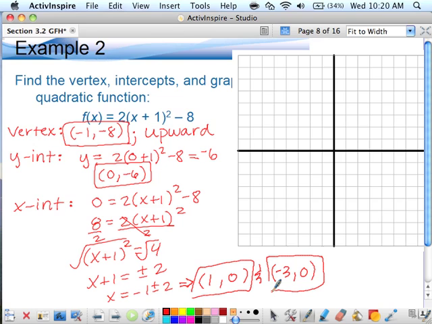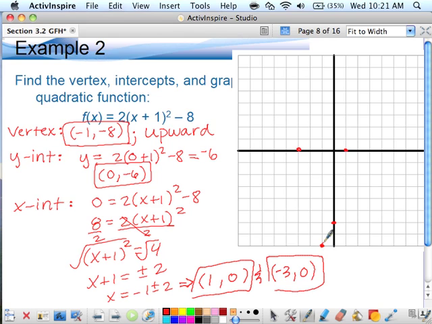So let's start graphing it and then we'll talk about whether we need to find another point. I'm going to put my first dot at negative 1, negative 8. There's my vertex. Next, I'm going to put the y-intercept on at 0, negative 6. Then I'm going to put the x-intercepts on at 1, 0, and negative 3, 0. So that kind of looks uneven. So why don't we go ahead and find another point? How about the point where x is negative 2? Let's see what should go there. Does anybody want to guess what should go there?